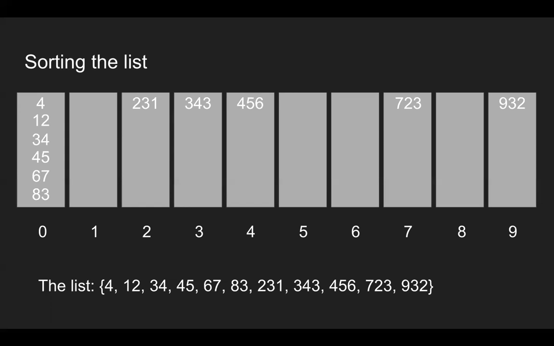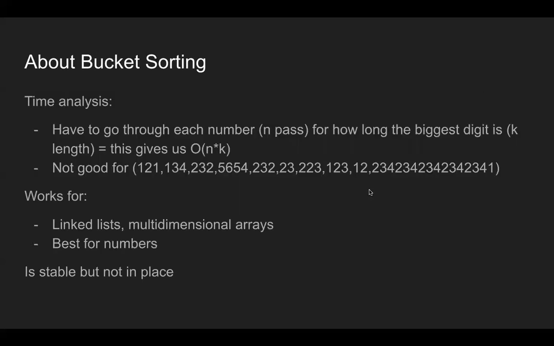Now, the reason we had to do it 3 times is because the time analysis for a bucket sort is you have to go through each number, n passes, or how many numbers there are, for how long the biggest number is. So k length. So if the biggest number is 3 digits long, you're gonna have to go through it 3 times. It's 2 long, then 2 times, 5 long, then 5 times. So this gives us O of n times k is our time analysis for this.